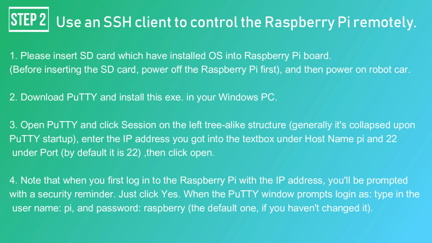4. Note that when you first log into the Raspberry Pi with the IP address, you'll be prompted with a security reminder. Just click Yes. When the PuTTY window prompts Login As, type in the username Pi and password Raspberry, the default ones if you haven't changed them.